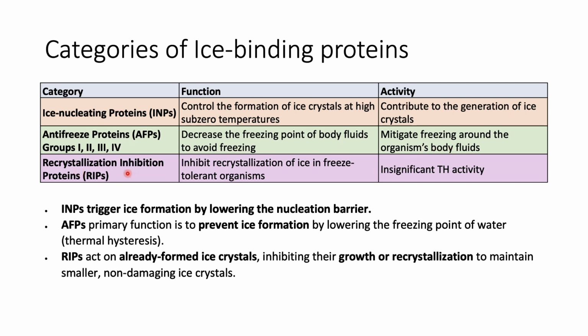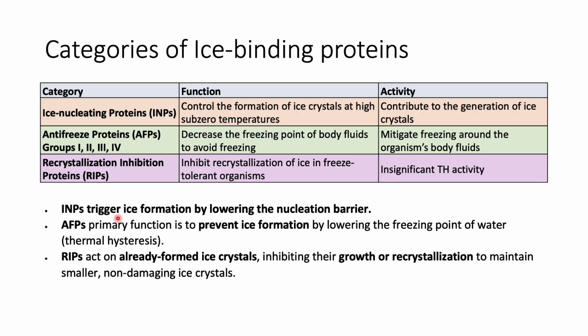And when we look at the recrystallization inhibition proteins, they inhibit recrystallization of ice in freeze-tolerant organisms. They have insignificant thermal hysteresis activity. We will study about thermal hysteresis in the later part. So these INPs trigger ice formation by lowering the nucleation barrier. So this is one unique thing they have.